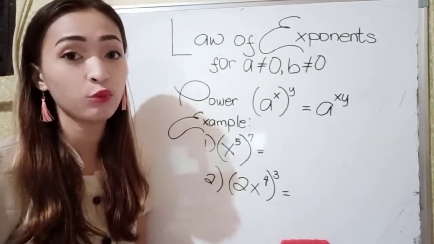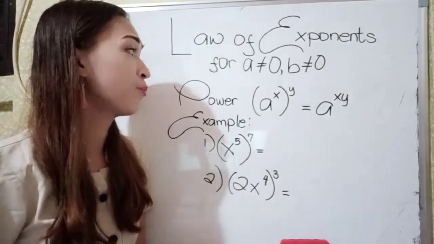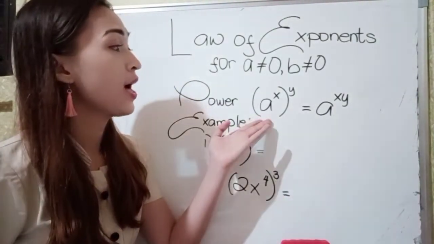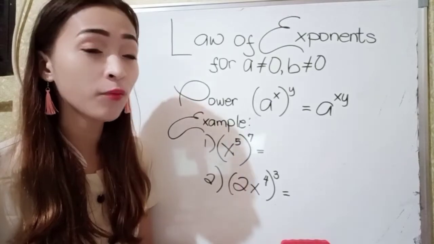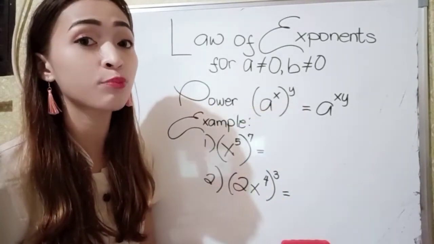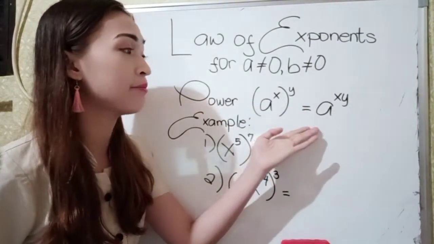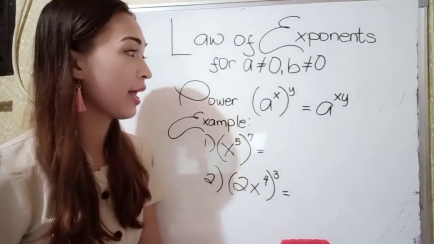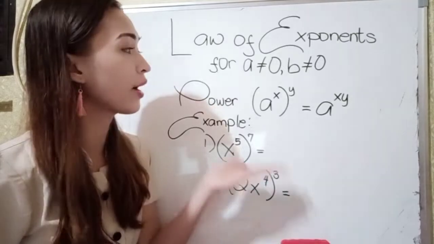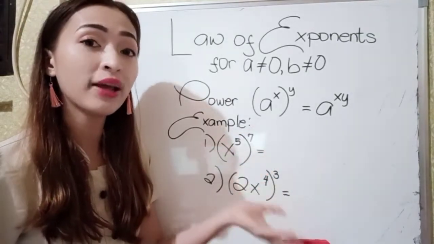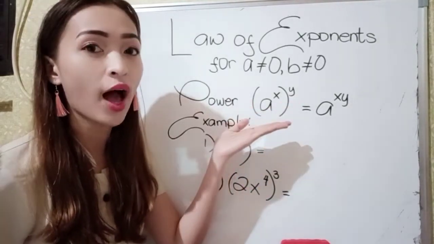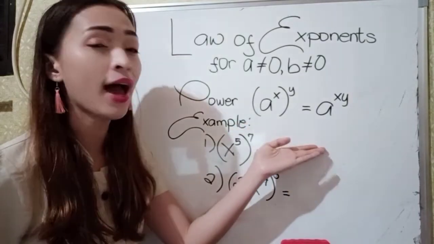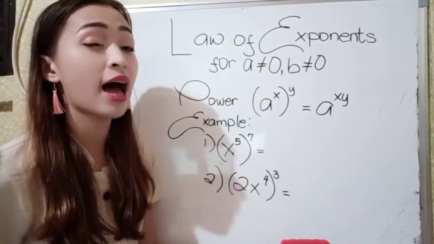After the quotient, we have the power. For the power, a is raised to x, raised to another exponent y, so it will become a raised to x times y.